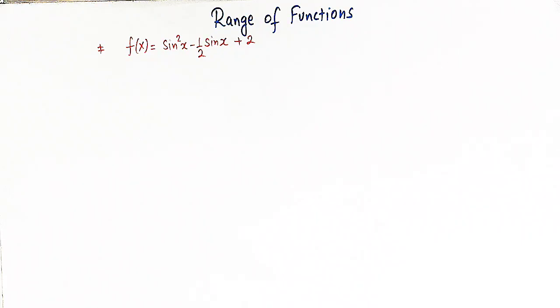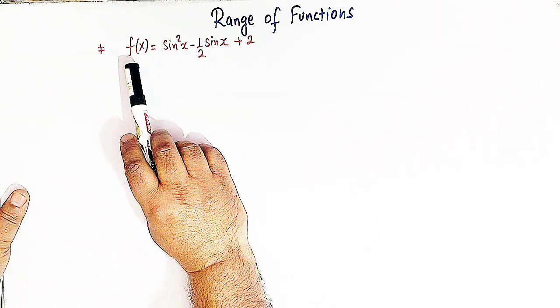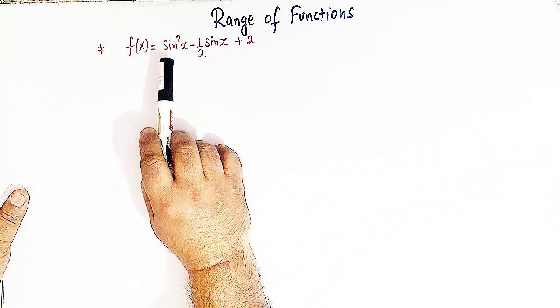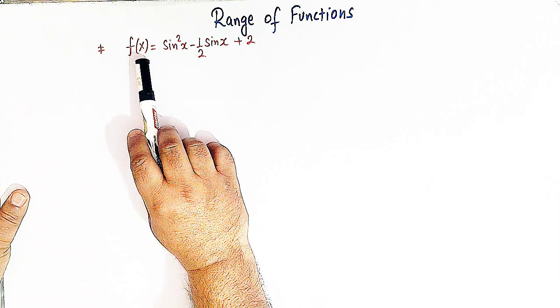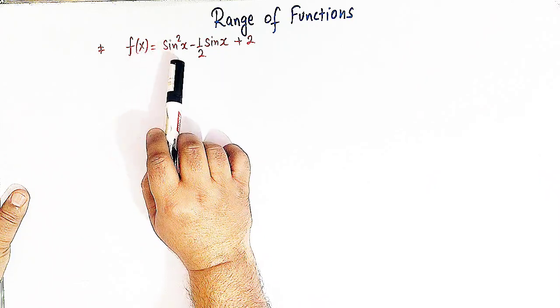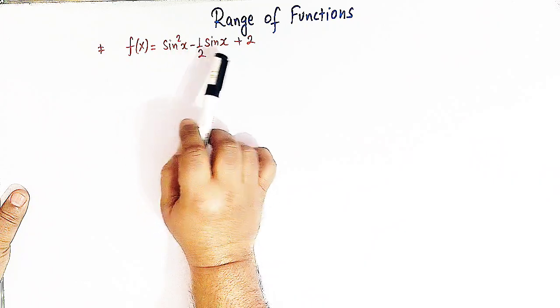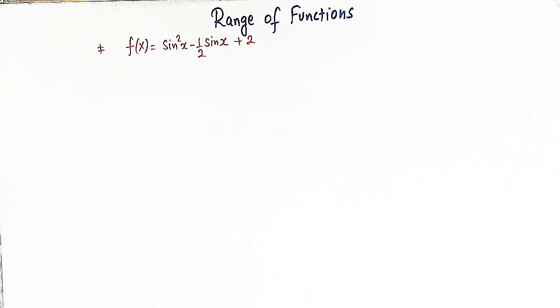Hello viewers, in today's session we are going to discuss an important problem related to range of functions. Here we are given this function, which is quadratic in sine x. So we have the function f of x is equal to sine square x minus half sine x plus 2, and we have to find out the range of this function. So let us start.